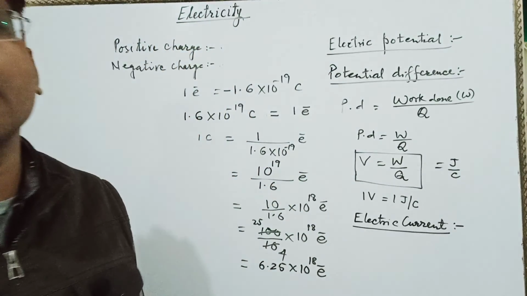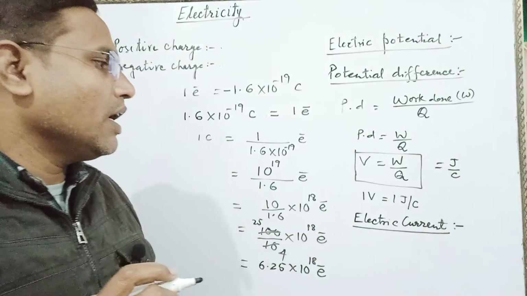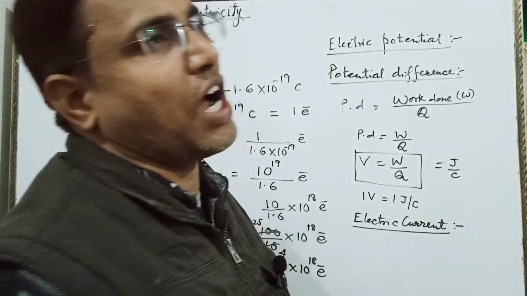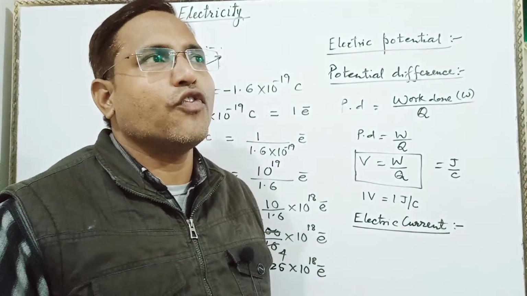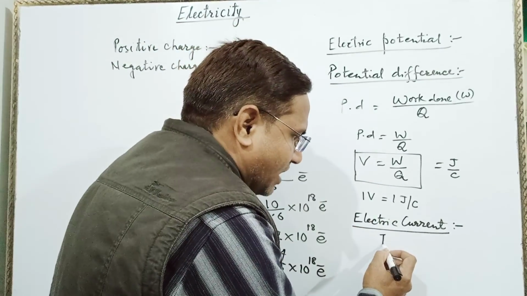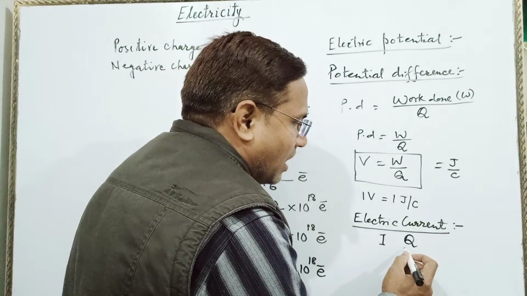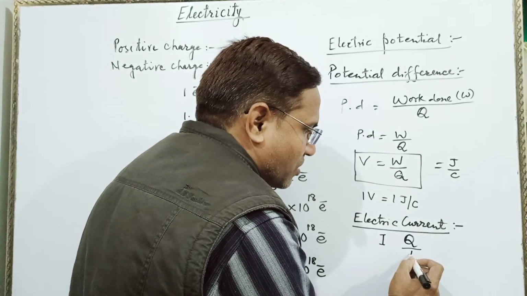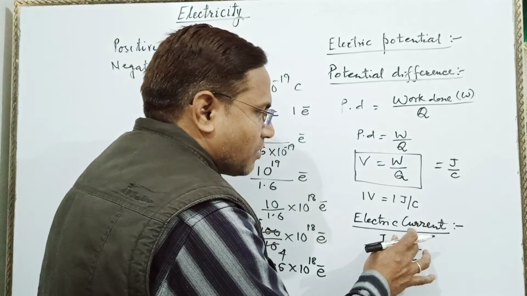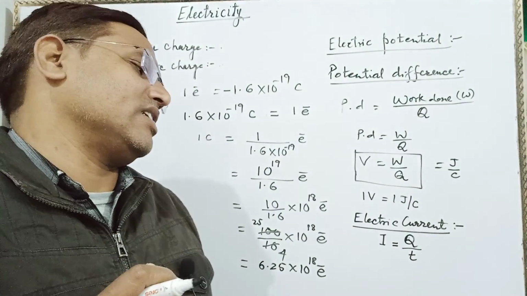How do you define electric current? Electric current, we define it as the rate of flow of charge. That means if I denote electric current with I, the charge flowing with Q, and the time taken with T, then I is equal to Q by T. That means rate of flow of charge is known as electric current.